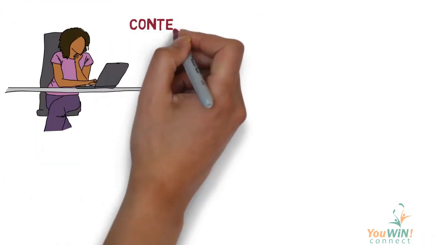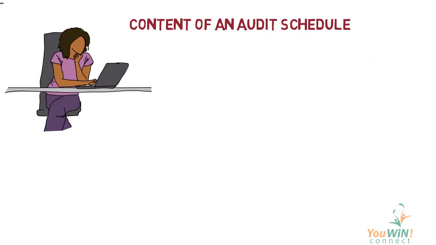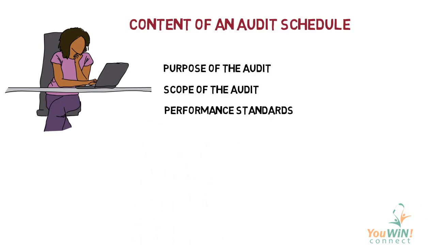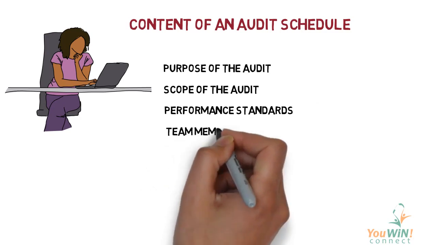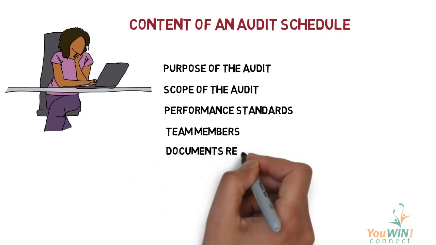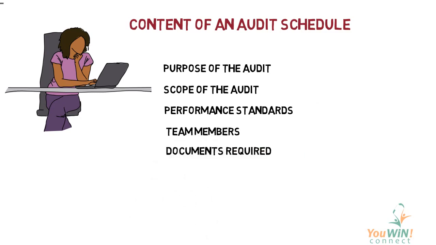So let's now take a look at the content of an audit schedule. Number 1, the purpose of the audit. Number 2, the scope of the audit. Number 3, the performance standards. Number 4, who are the team members? Number 5, the documents required. And finally, the time schedule.